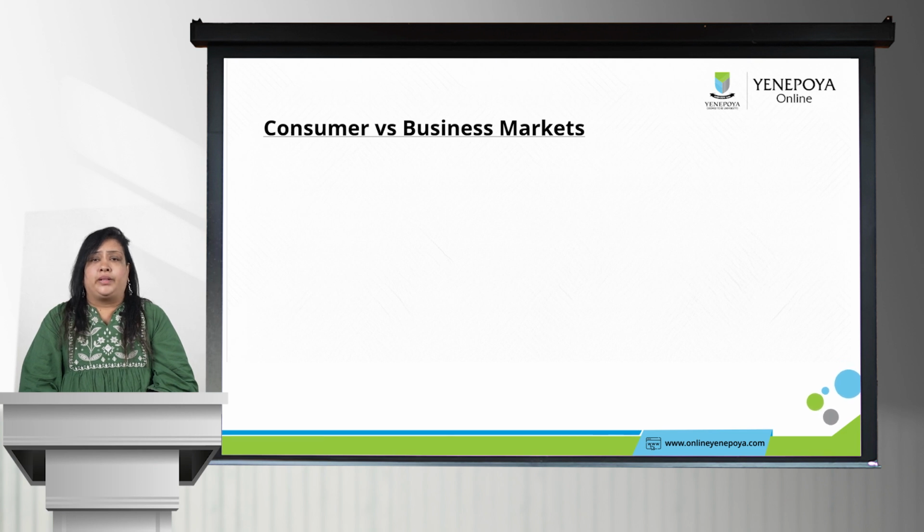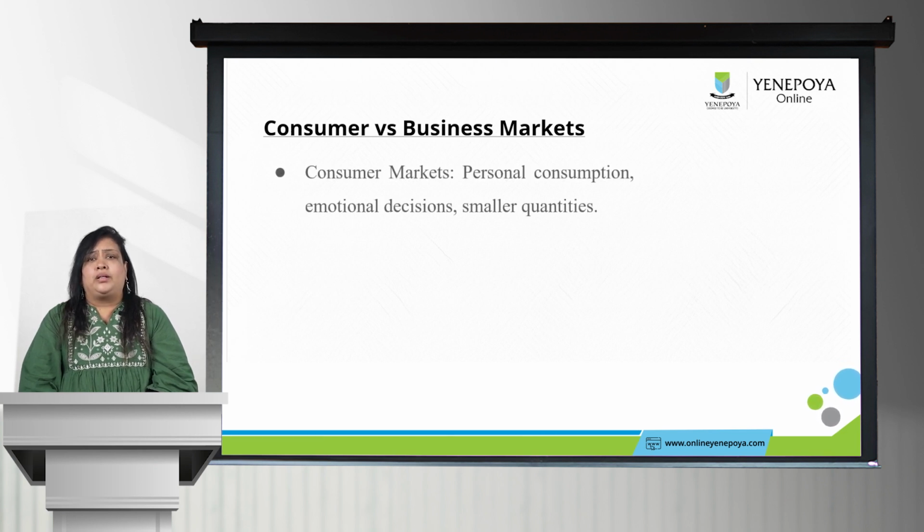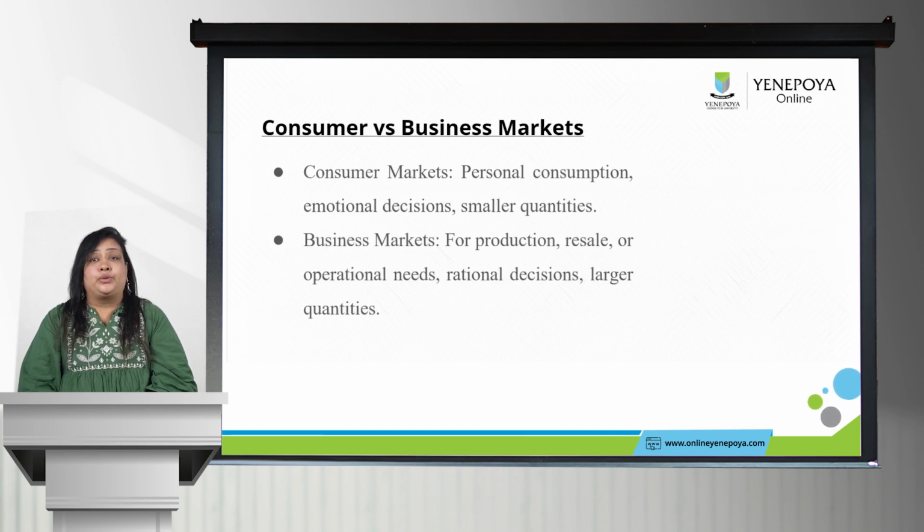What is consumer market? A consumer market is where businesses sell goods and services directly to individual consumers for their personal use, focusing on meeting the needs and preferences of end users. What is business market? A business market, also known as business to business, B2B, marketing, involves businesses selling products or services to other businesses or organizations rather than directly to individual consumers. For the key differences between consumer and business markets, you can refer to my slide.